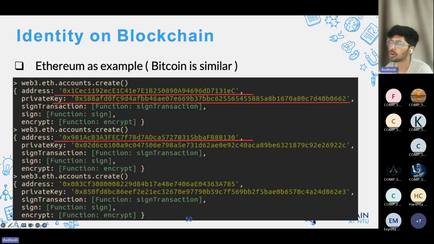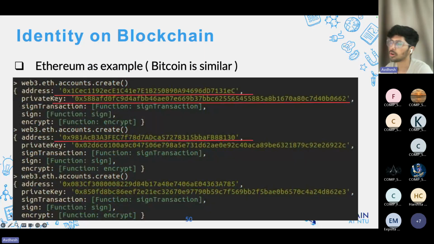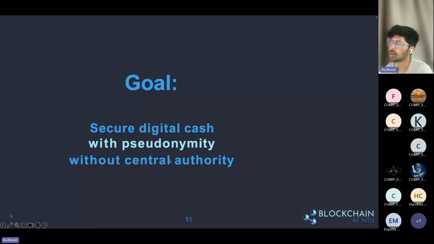As an example, Ethereum and Bitcoin are similar. You can create multiple accounts. This is a terminal screenshot that I took, where you can create multiple private addresses with multiple private keys and multiple public keys as well. So you can see this.